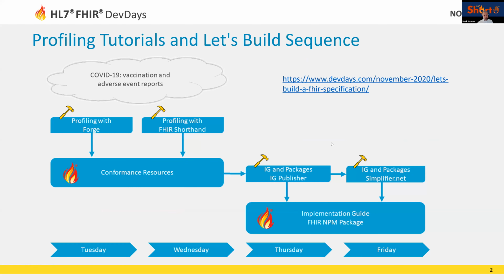This is a part of a sequence, which is the first for DevDays. We have a sequence of coordinated presentations talking about profiling and building implementation guides. And you may be interested in following up by listening to the other presentations, both Thursday and Friday, on how to build IG packages and using Simplifier to create those packages. The references are here in the slides, and of course you can download the slide deck to click on those links.